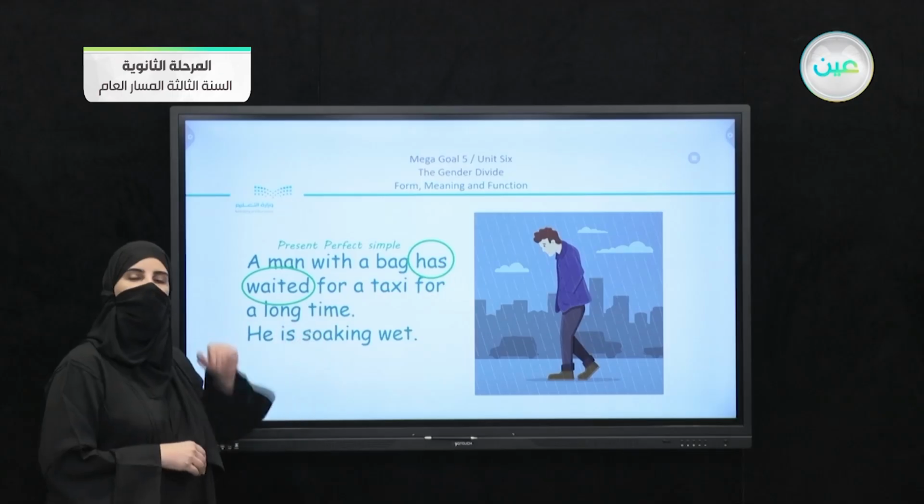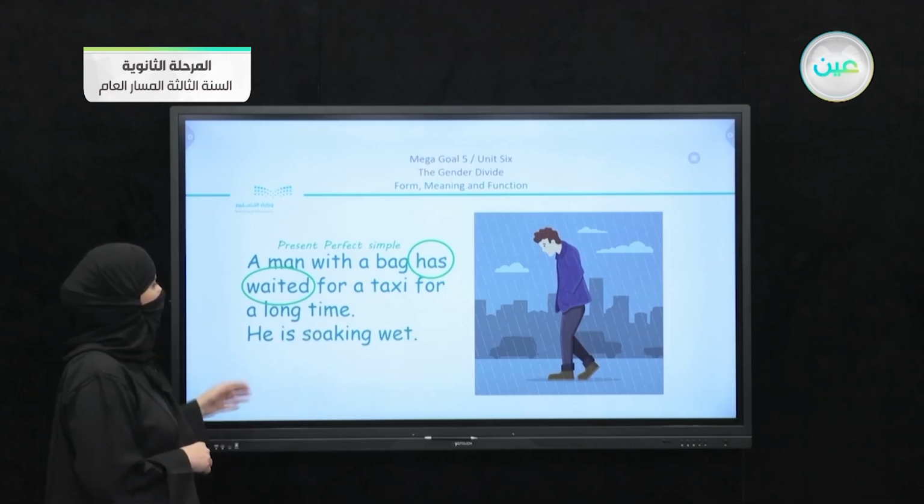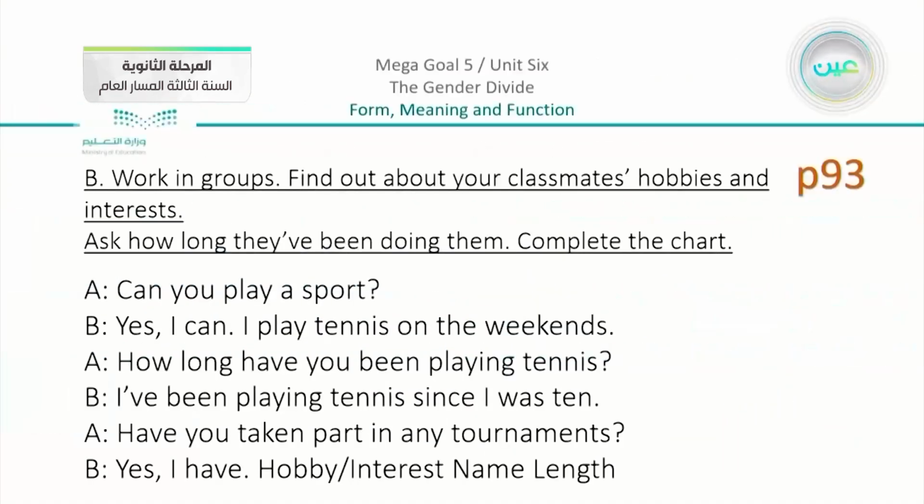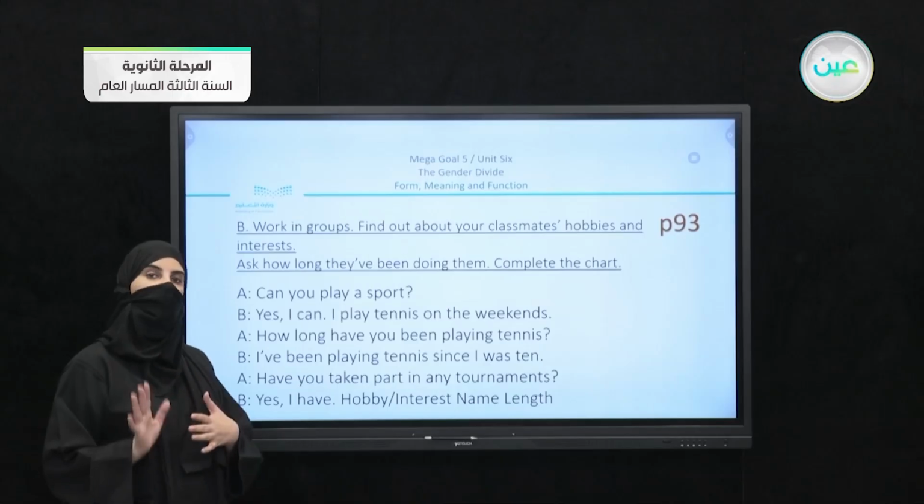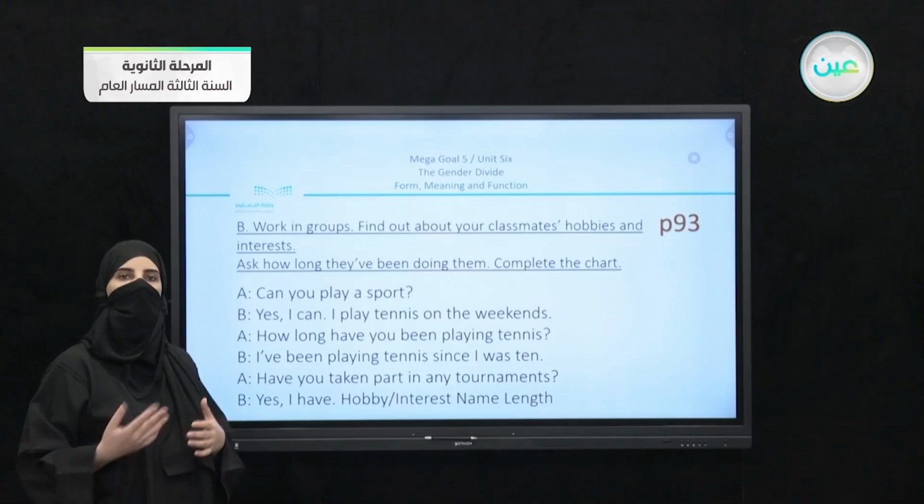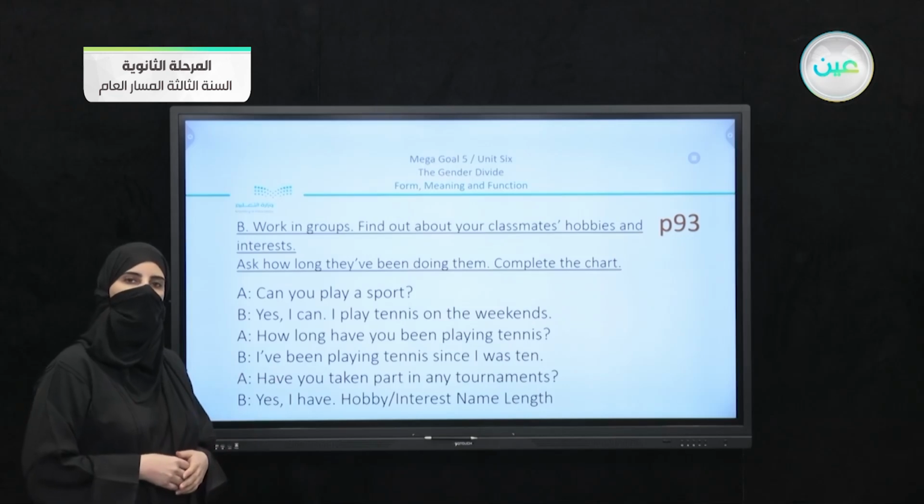You can also add time expressions. And we have here, he is soaking wet. Now you can apply your own examples. Just look at the picture in the book and you can come up with other ideas. We do have also our exercises, which are on page 93. For example, we have here work in groups. Find out about your classmates' hobbies and interests. So you can just follow the chart here that you have, and you can apply the rules that we have learned throughout our lesson.